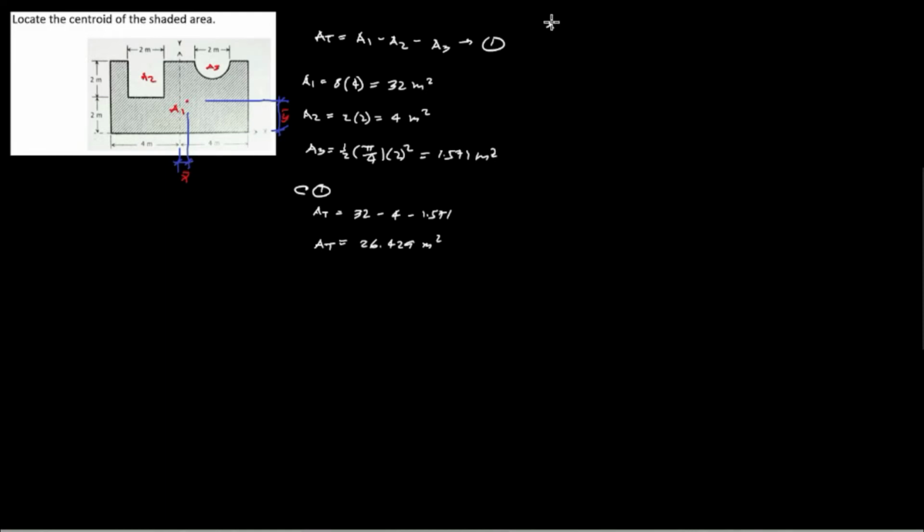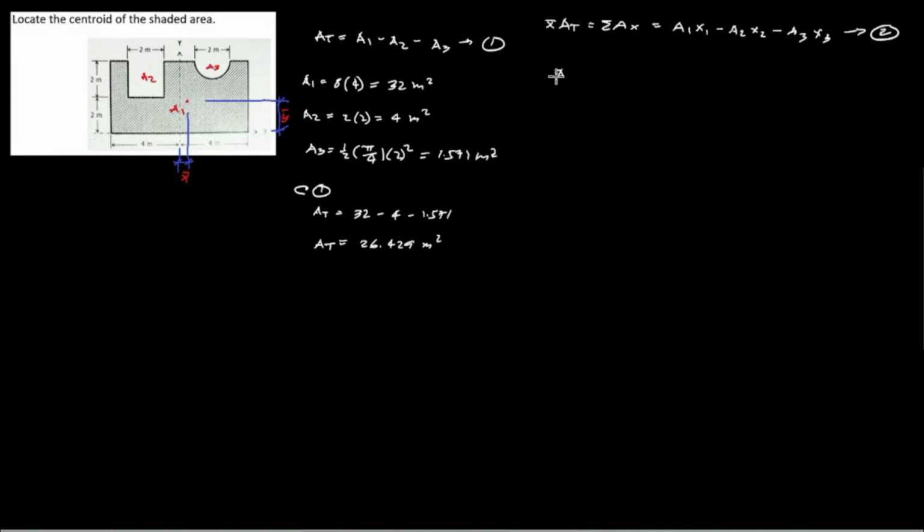the formula x bar times area total is equal to the summation of all area times x, which is equivalent to area 1 times x sub 1, minus the cut, the square, area 2 times x sub 2, minus area 3 times x sub 3. This is equation 2. Now we will locate the values of x1, x2, and x3 to find x bar.